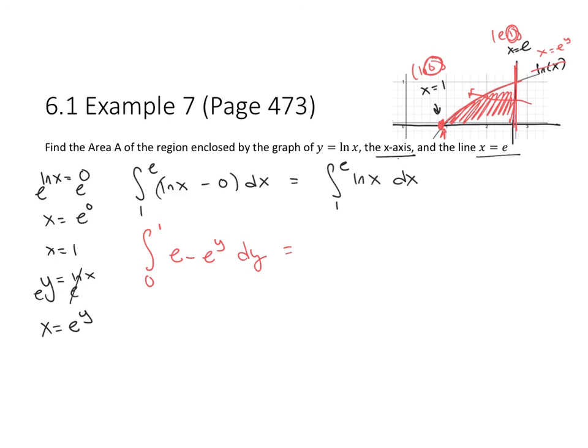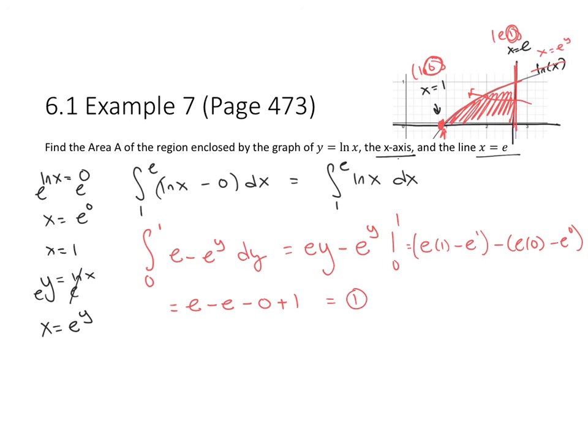And now this I do know how to take the antiderivative of. It's ey minus e to the y between 0 and 1. So this first e was like a constant. So a constant, when we integrate, we just get the variable and times it. So now let's plug in. We have e times 1 minus e to the 1, minus e times 0 minus e to the 0. So that's going to be e minus e, minus 0 minus 1. Oops, plus 1 minus a minus 1. So that's going to be an area of 1.